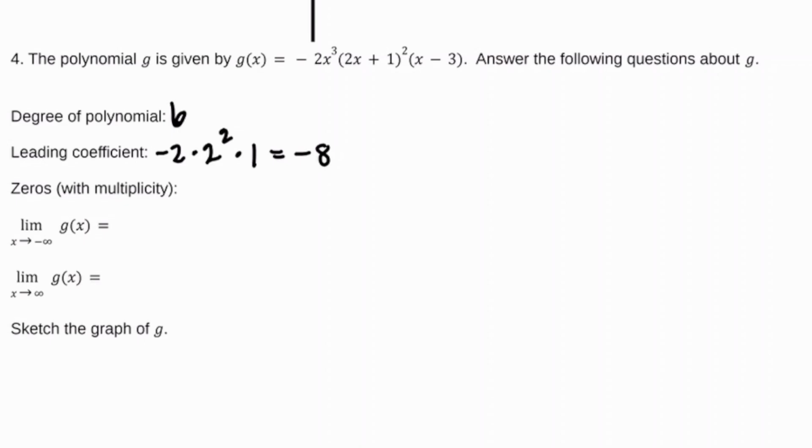And the zeros with their multiplicity would be x equals 0, multiplicity 3, or we could call it a triple root.